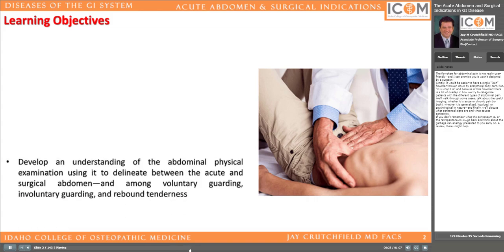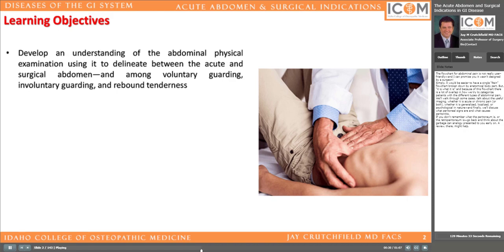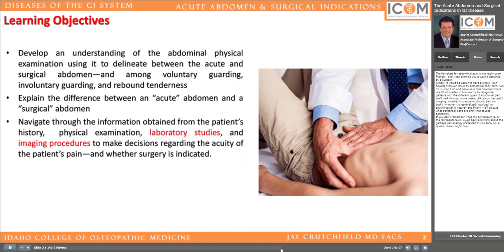Let's work our way through some learning objectives. First, you'll develop a general understanding of the flowchart, how to use it by navigating through each node using information obtained from the patient's history, physical exam, lab studies, and imaging procedures. We'll contrast acute with chronic pain, and then we define generalized pain as compared to localized pain, and we give examples of each type of abdominal pathology.